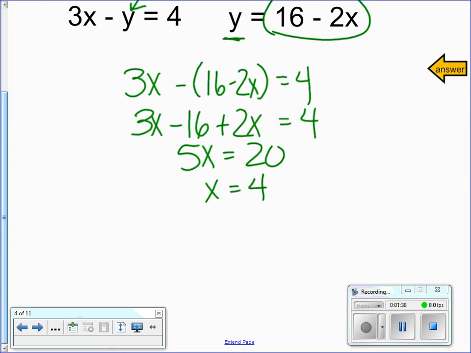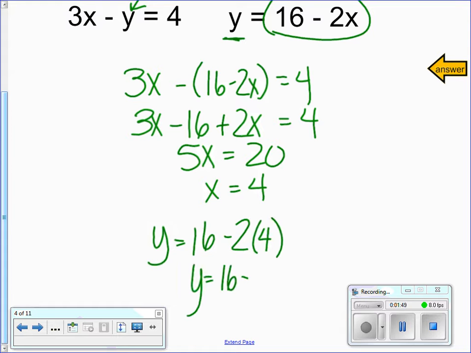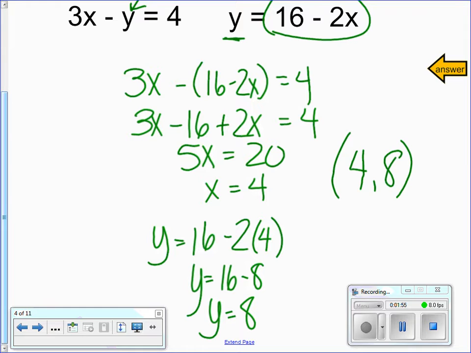And then I can plug it back into either equation. So I'll do this one, y equals 16 minus 2 times 4, so y equals 16 minus 8, so y equals 8. So my solution is (4, 8).